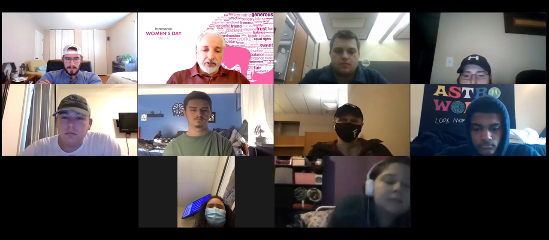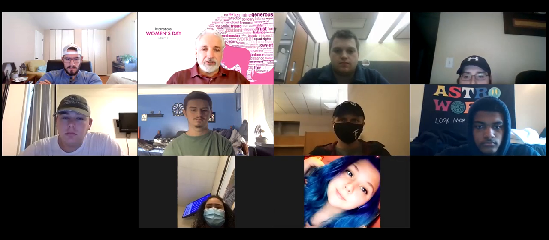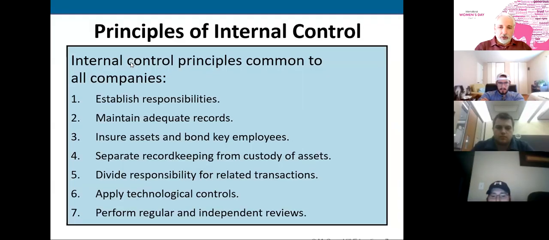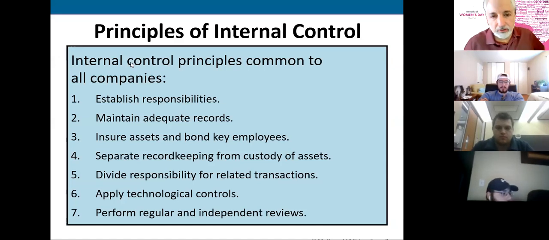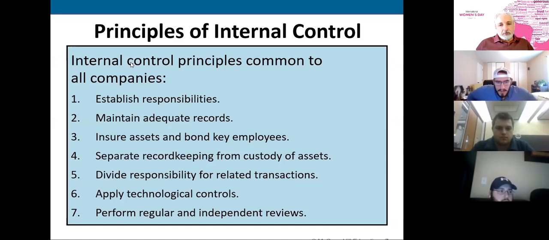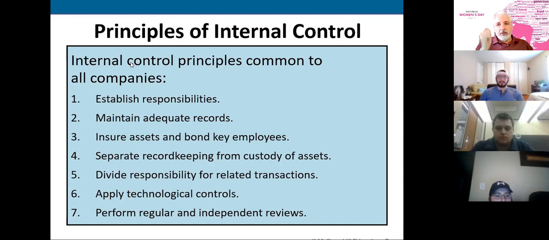All right. Let's go back and take a look at some of these other things that go into internal control. So separate record keeping from custody of assets. So we want to keep the records separate on who owns, who's maintaining, who's in control. We divide responsibility for related transactions. So we don't want the same person opening the mail, writing out the deposit slip for checks that come in the mail, traveling to the bank, making the deposit, coming back, writing the checks, and reconciling the bank account.